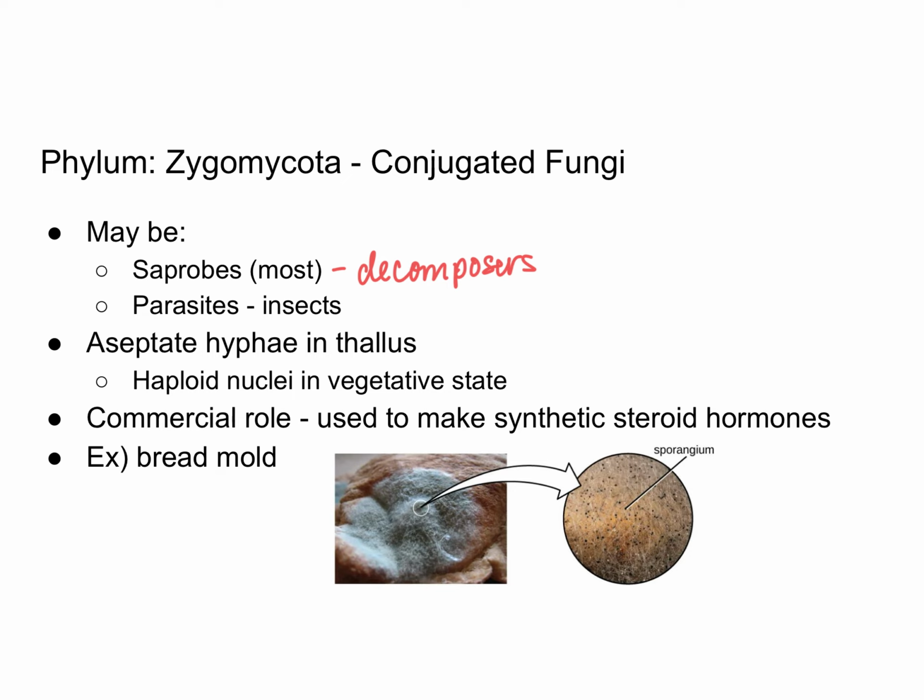Steroid hormones include the sex hormones, so things like progesterone, estrogen, and testosterone. And cortisol, the stress hormone, is also a type of steroid hormone.